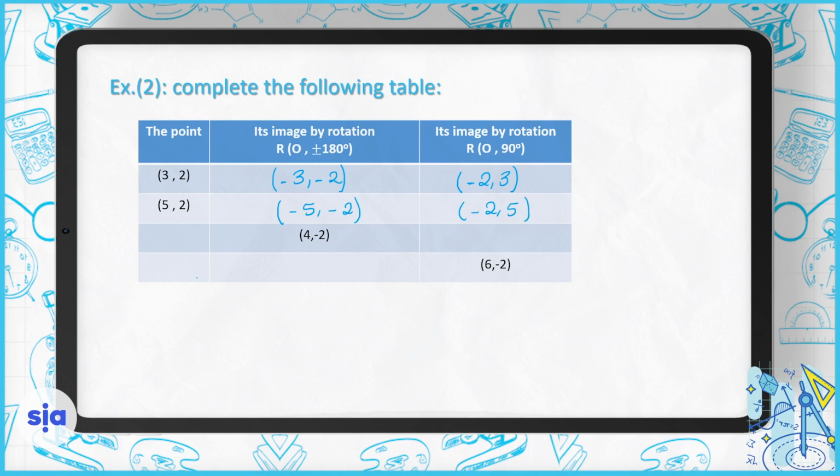The third point: what point, if rotated by plus or minus 180, becomes (4, -2)? Yes, excellent, we change the signs. So it's (-4, 2), where the rotation R(O, 90) will be (-2, -4). Then the last one, (6, -2). This one becomes here (2, 6) by rotation 90, and (-2, -6) by the other rotation, and the rotation plus or minus 180 becomes (-6, 2).